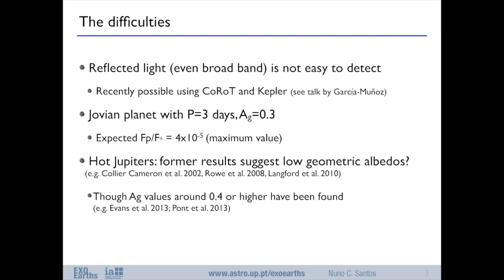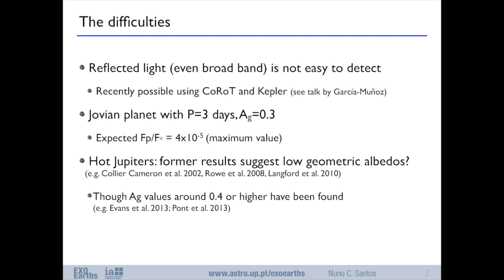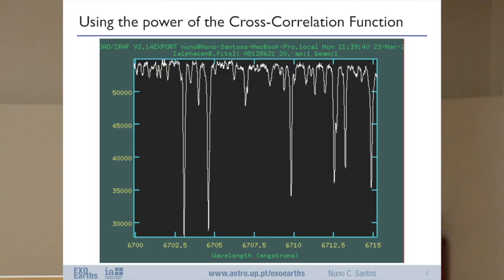Now, the problem of these sorts of measurements is that they are extremely hard. First, reflected light from exosolar planets was only recently possible with the advance of the CoRoT and Kepler satellites. And even in broadband, the problem is that, for instance, if you have a giant planet in a three-day period orbit, let's say a favorable case, because the reflected light depends on the distance to the star, and with a geometric albedo of 0.3, you basically expect a planet-to-star flux ratio of the order of 10 to the minus 5, which is a very tiny value and difficult to detect. There are also some other possible additional problems. For instance, it has been reported that the albedos for hot Jupiters may be lower than we would like, although some higher values have also been reported in the literature.